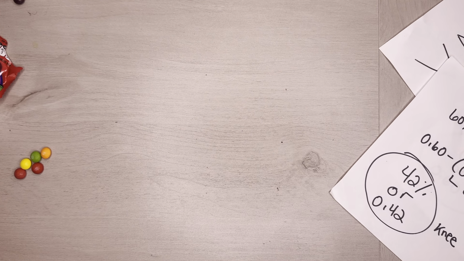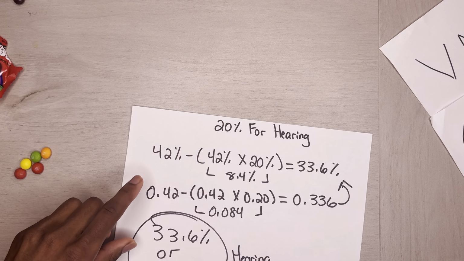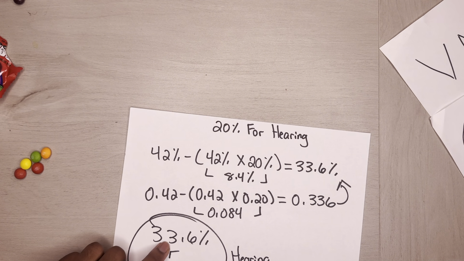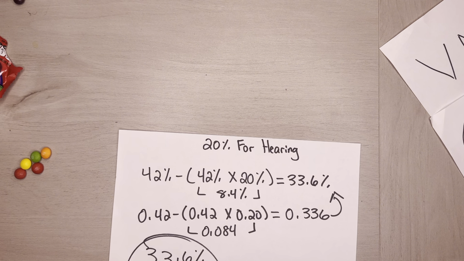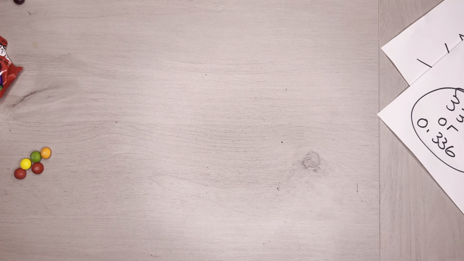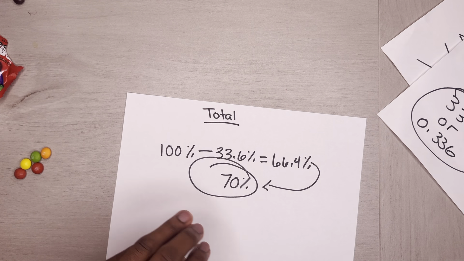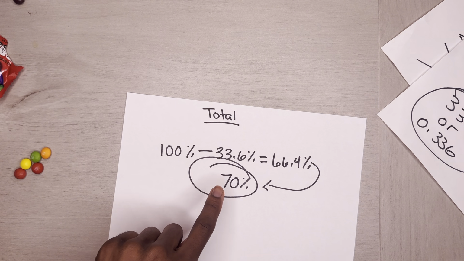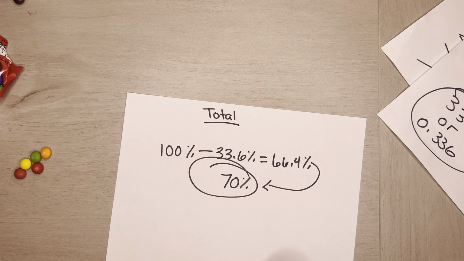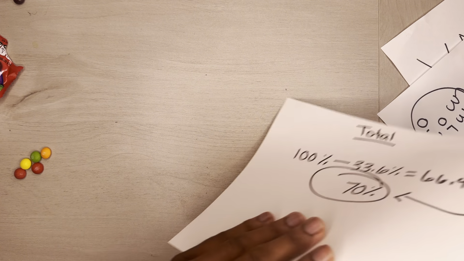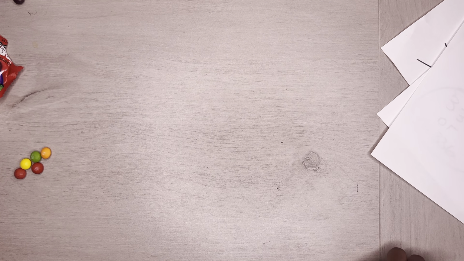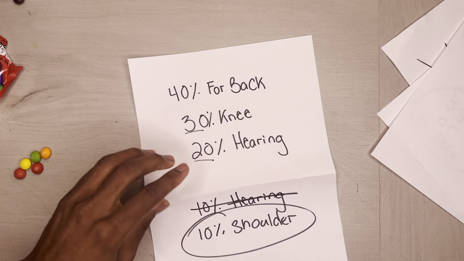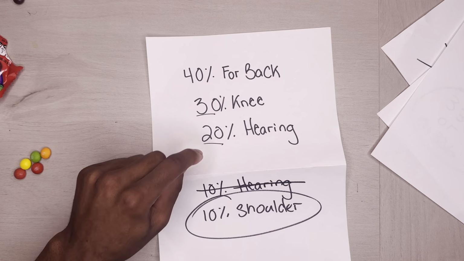Then we included the third biggest percentage, which was our hearing. We did the calculations. We came up with a new base of 33.6% or 0.336. And we came to find out, once we did the final calculations of that, with the formula, this is all through the VA calculator, 100% minus that 33.6% gave us 66.4%, which rounded up to the nearest tenth of 70%. Now we threw in a little curveball. What if we went back and filed for something else? Remember that? 10% for the shoulder. So now we got 40% back, 30% knee, 20% hearing, 10% for the shoulder.